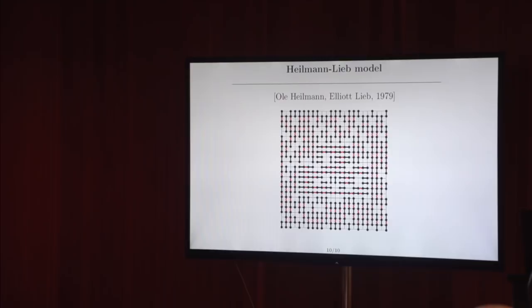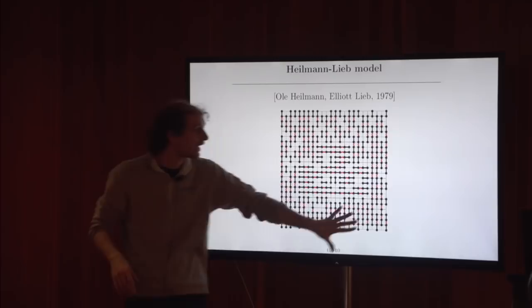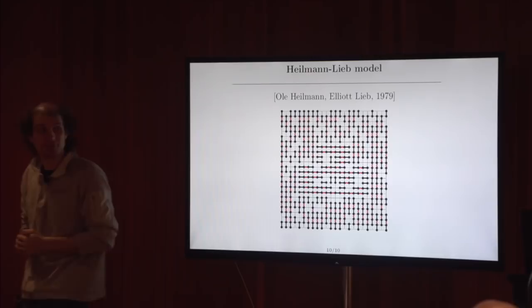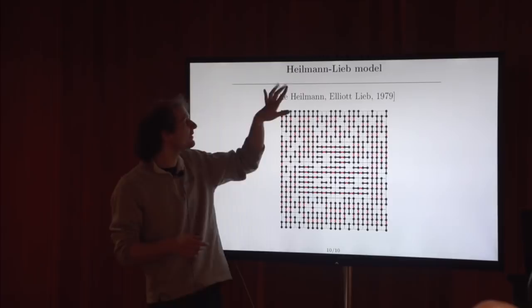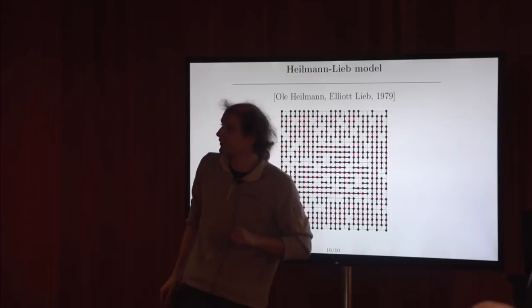So I introduce a little force between molecules that are parallel and next to each other, that are aligned and that are next to each other. So all these little forces I drew in red in this picture here. This model of little dumbbells on this square grid with this magnetic force, that's what's called the Heilmann-Lieb model. It was introduced by a Danish chemist by the name of Ole Heilmann and Elliot Lieb. Elliot Lieb is a mathematical physicist from Princeton University. And they introduced this model in 1979.